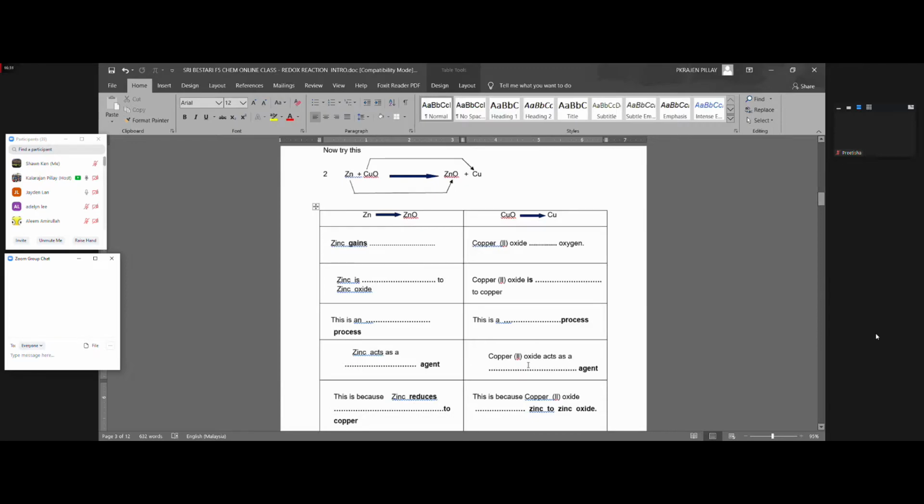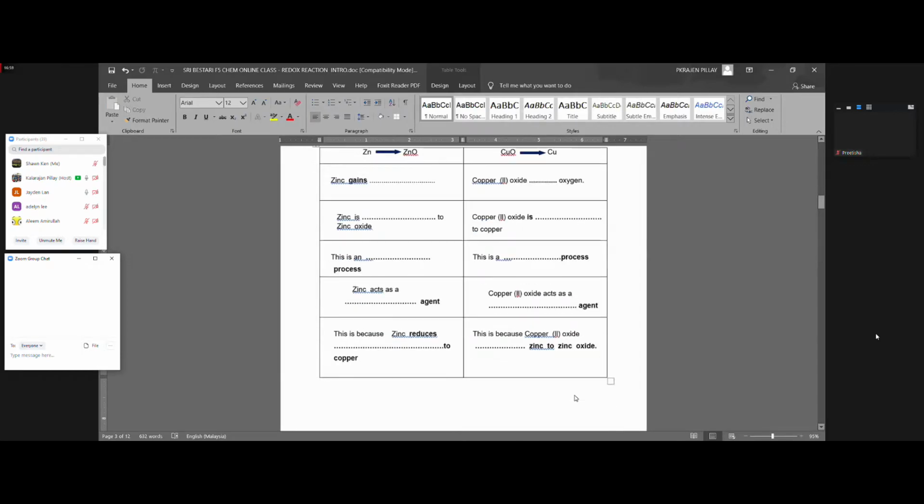Copper 2 oxide, oxidizing agent, as oxidizing, because it oxidizes zinc. And the last one, why is it oxidizing or reducing? So zinc reduces what? Copper 2 oxide to copper. And copper 2 oxide is an oxidizing agent because it what? It oxidizes zinc to zinc oxide.